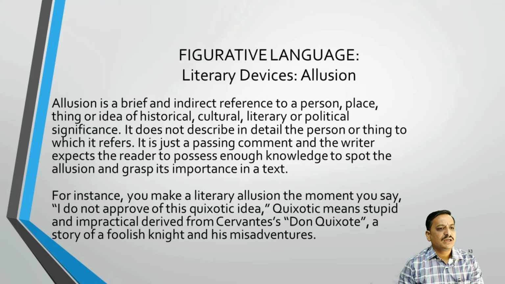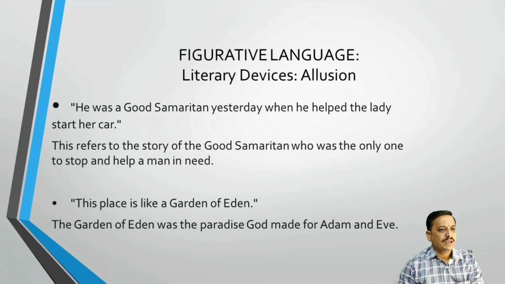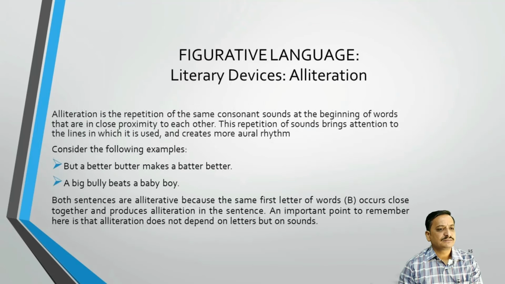Examples of allusion. When we say he was a good Samaritan yesterday when he helped the lady start her car, the good Samaritan here is a reference to a story from the Bible. This place is like a Garden of Eden. Here the Garden of Eden is a reference to the paradise that God created for Adam and Eve.